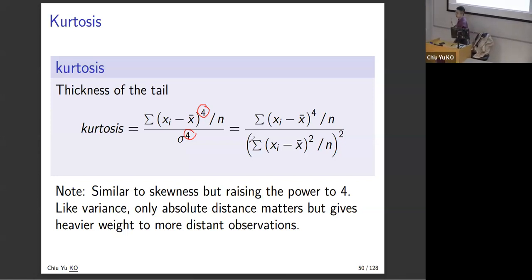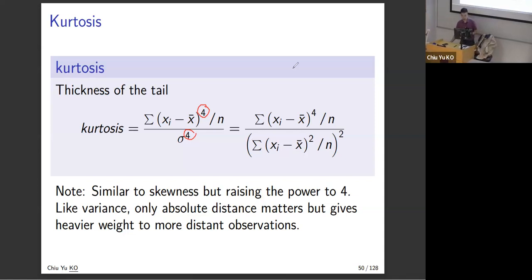Why 3? 3 is coming from the bell curve. Everyone knows the bell curve. The normal distribution has kurtosis of 3. So more than 3 or less than 3 is something we care about. If more than 3, we call it fat tail. If less than 3, we call it thin tail.